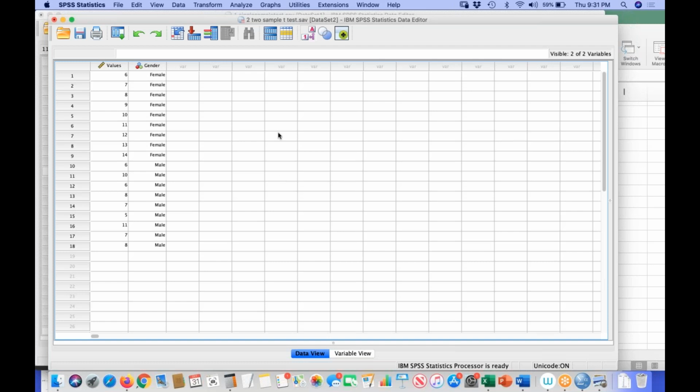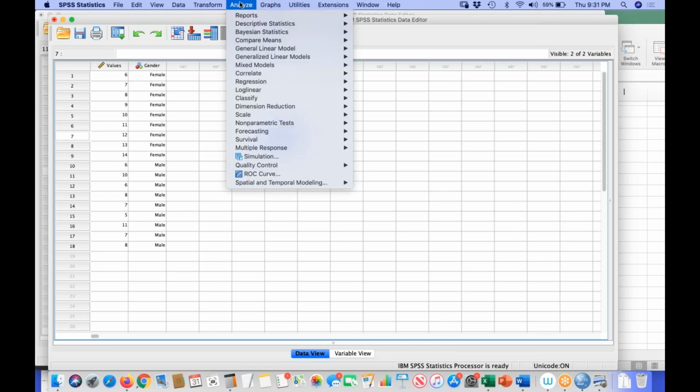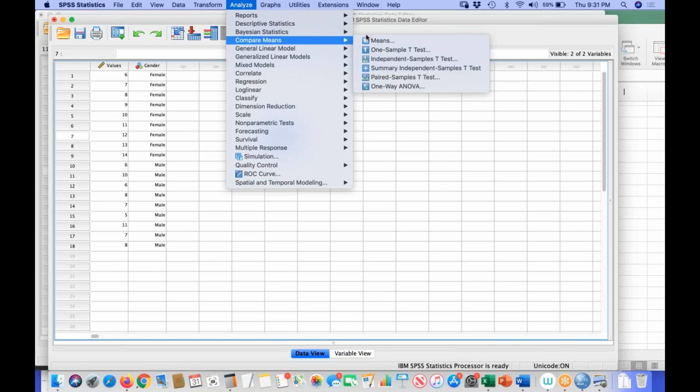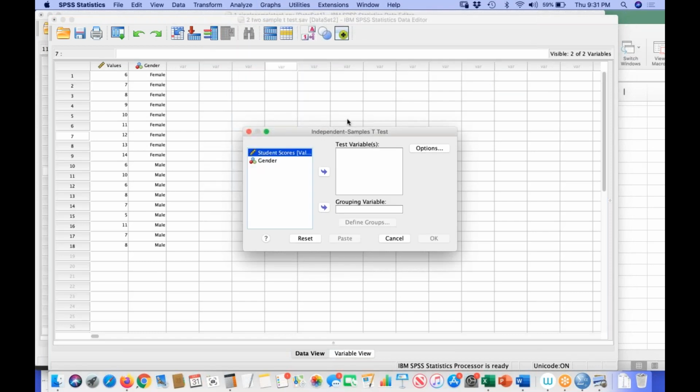Now I'm going to do my analysis, which took me about 12 to 15 minutes just now in Excel. I'm going to say analyze, compare means. Now this is independent samples t-test. In other words, 2 sample t-tests, 2 independent samples, one group and the other group. The test variable is what we find the means of, which is the student scores. And the grouping variable is how they're grouped, according to male and female, in other words, what groups they belong to.